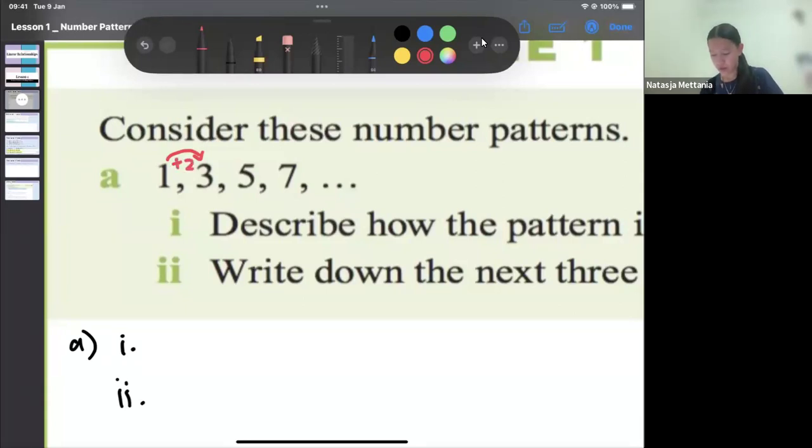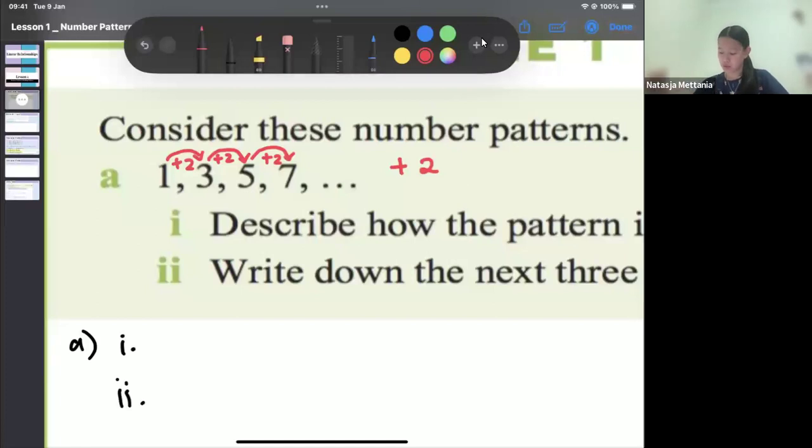A lot of this is very guess and check. So if I do 1 plus 2 gives me 3, let me double check with 3 going to 5. If I do 3 plus 2, does that give me 5? Yeah. So I've double checked that. Let's triple check it just to make sure it's correct. 5 plus 2, does that give me 7? Yes. So that means my pattern is going to be adding 2.